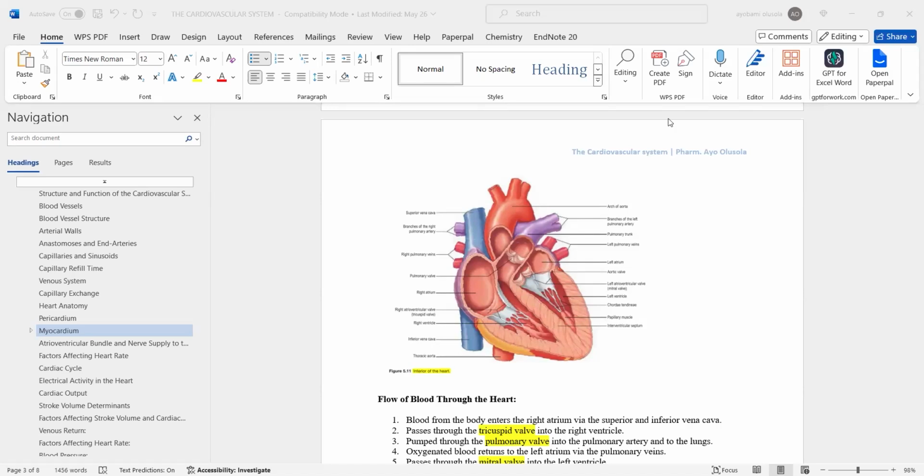So from the left atrium, where will it go into? Left ventricle. Then from the left ventricle, where is it going into? From the left ventricle, it is going into the aorta. The aorta will now pump. It will now go into all body organs.